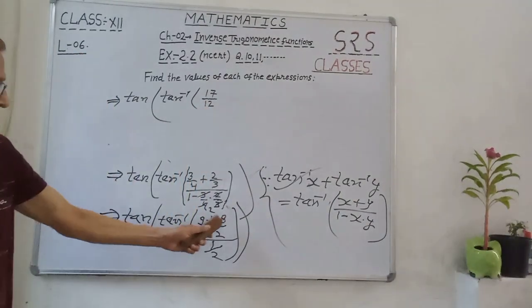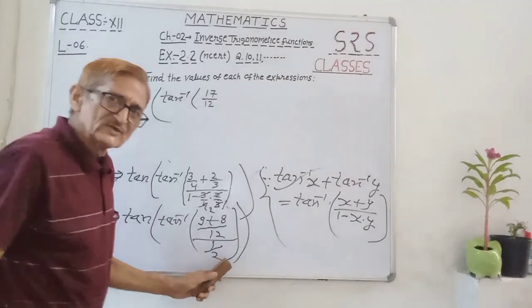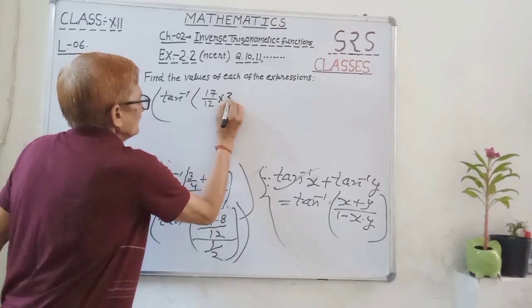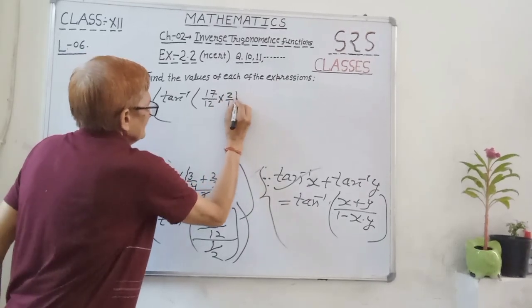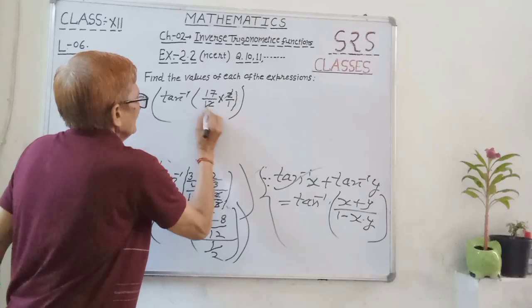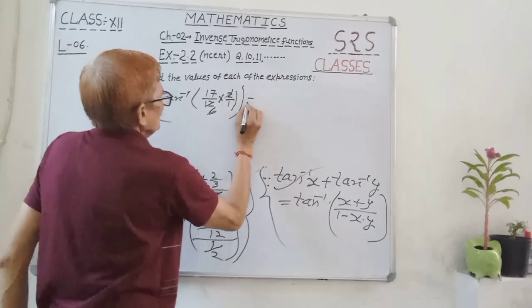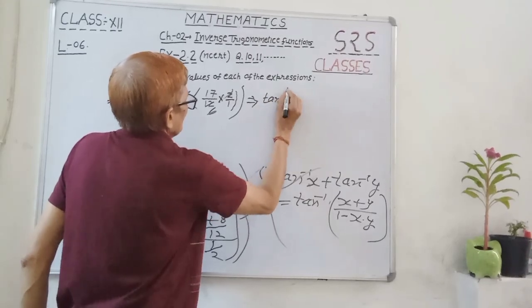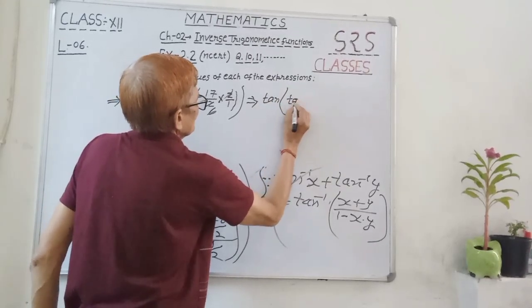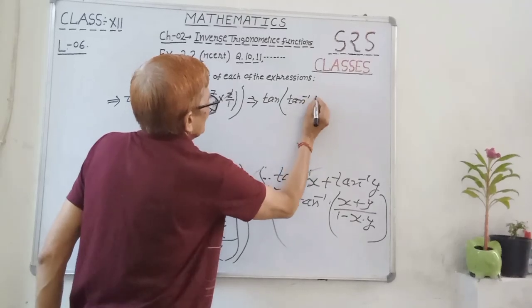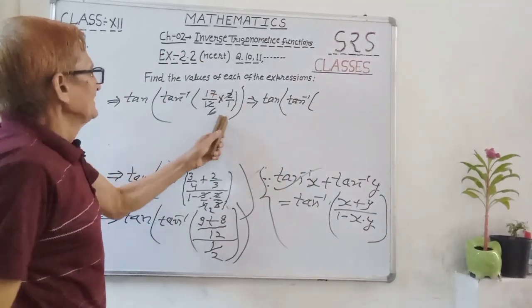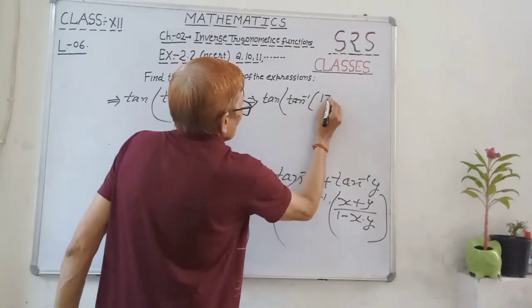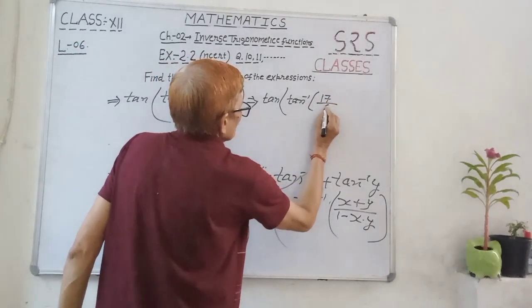17 by 12 divided by 1 upon 2, so multiply by the reciprocal of this, 2 by 1. Then simplify, 2 6s are 12, then it will be tan of tan inverse 17 by 6. So the answer is 17 by 6.